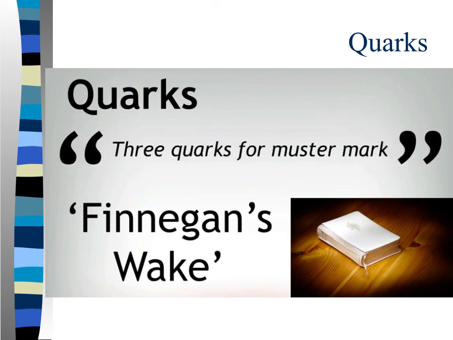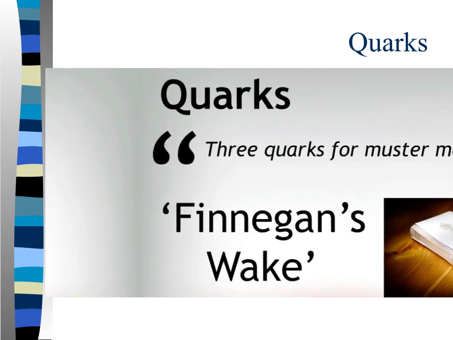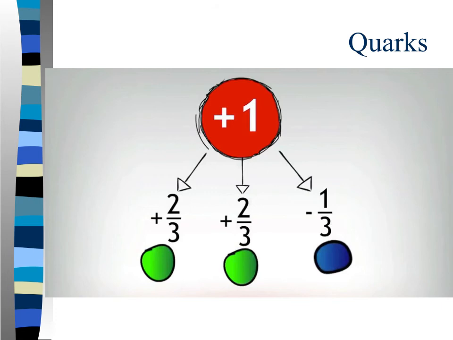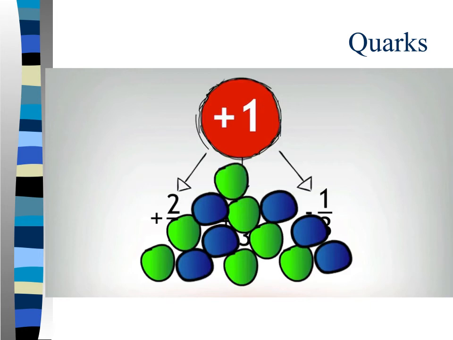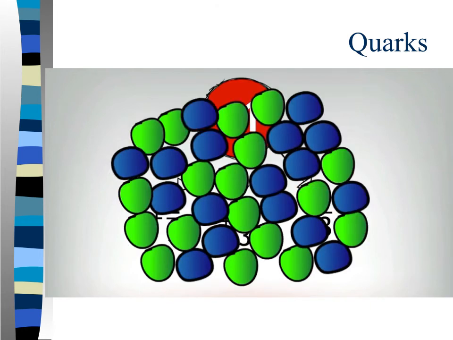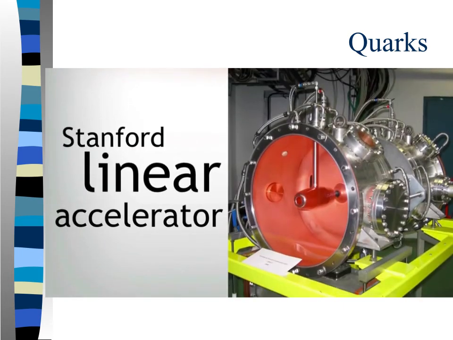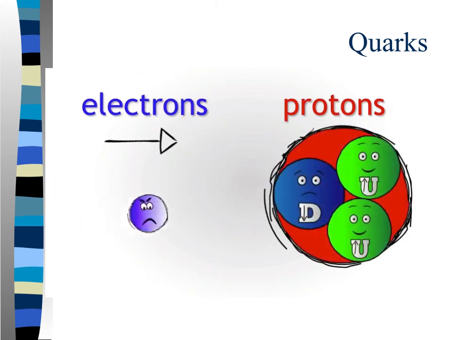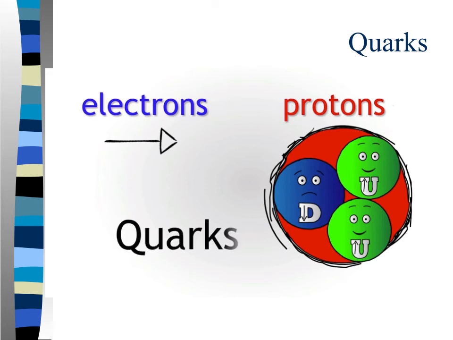"Three quarks for Muster Mark." In order for their calculations to work, however, these quarks needed to have a fractional charge. This was a new concept, as fractional charges had never been seen before. Quarks are the fundamental building blocks of all particles that we know of. At the Stanford Linear Accelerator, electrons were fired at protons and found to bounce off of tiny particles inside them. It had taken 4 years, but this was the first evidence for the existence of quarks.